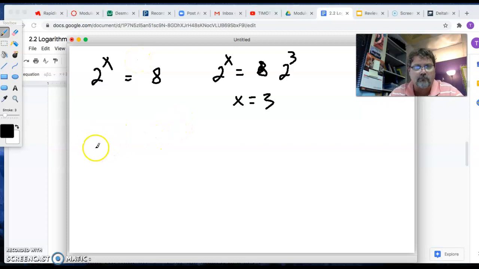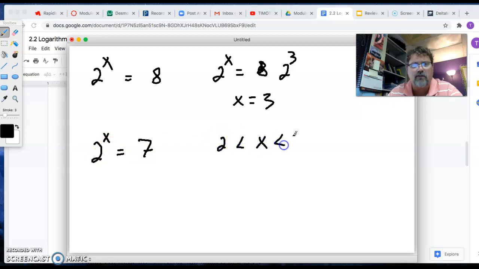But eventually we run into numbers that we can't just do that with. Well, what about something as simple as the next number down, 7? Or the next number up, 9. You can't do that one either. So we say 2 to what power gives me 7? Well, we know it's not 3 because that goes above 7. That gives me an 8. Well, we know it's not 2 because it goes below. That gives me a 4, so that means that x must live between 2 and 3. X does live between 2 and 3 somewhere.